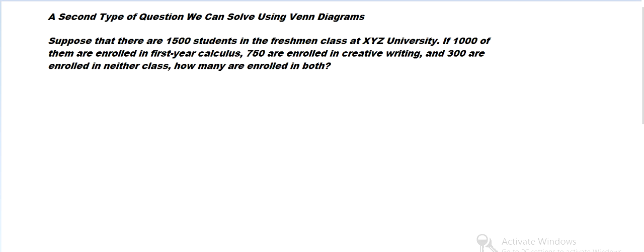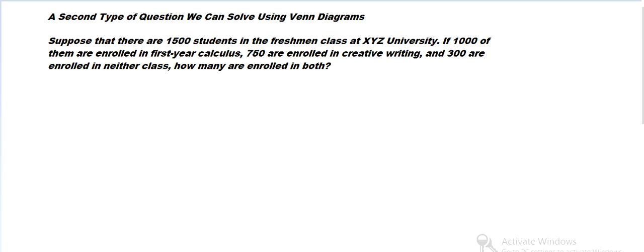I want to look at a second type of question that we can solve using Venn diagrams. It's common in discrete math or some stats classes for probability. So suppose we've got 1,500 students in a class, and 1,000 of them are enrolled in calculus and 750 are enrolled in creative writing, and 300 are neither. Then how many are enrolled in both?